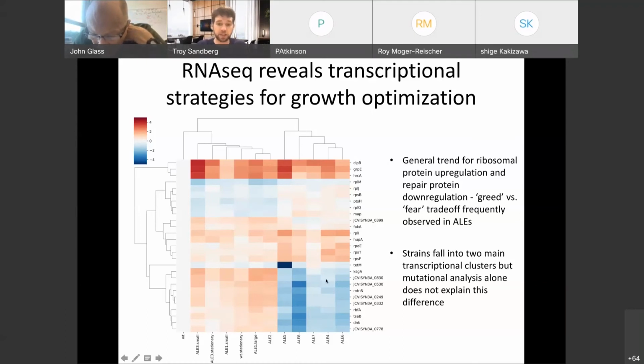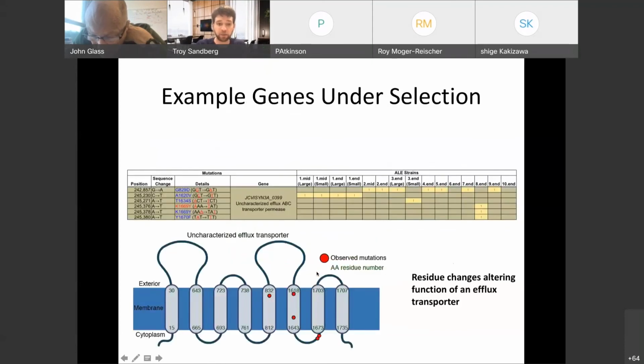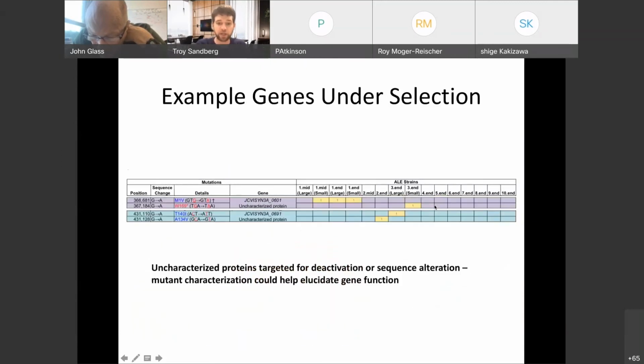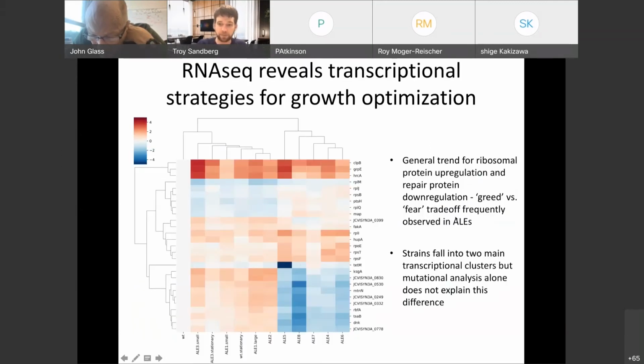You can also see TET-M is here, and it has this one strain, AL5, that has a much, much lower expression, and that matches perfectly with the TET-M mutations we see, where some actually change the protein with a frameshift or a stop codon, but this AL5 strain got two upstream mutations that we deduced were downregulating expression, and sure enough, that is what they are doing.